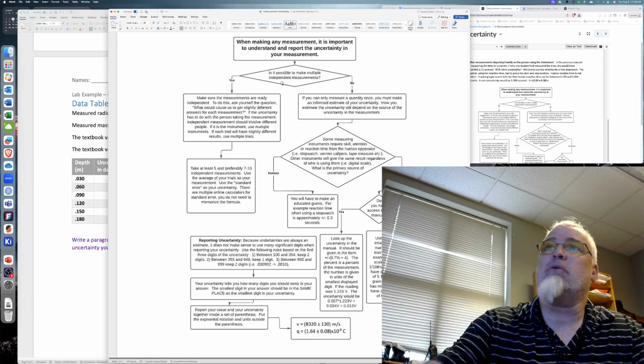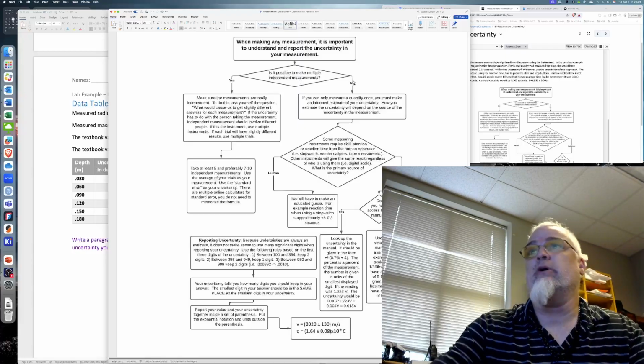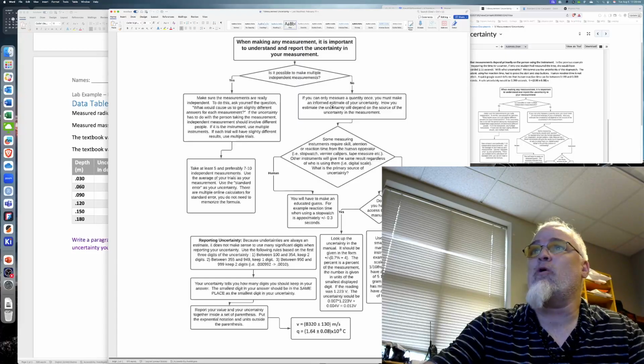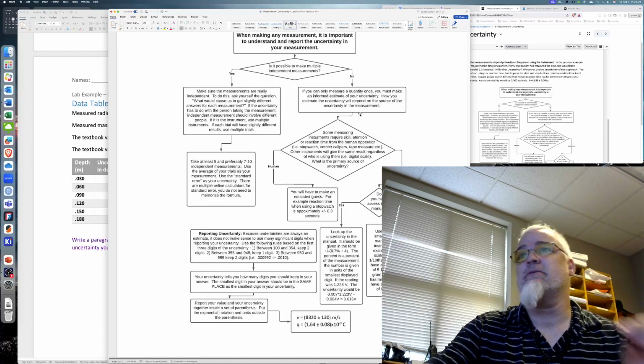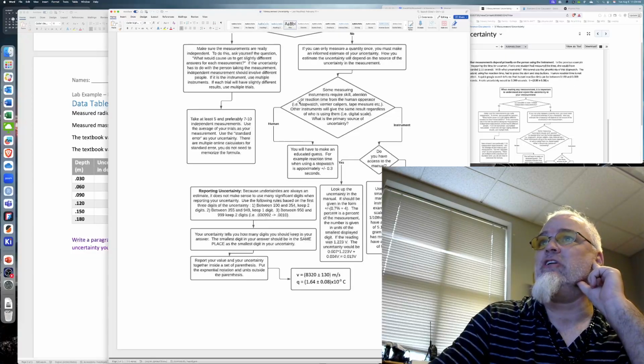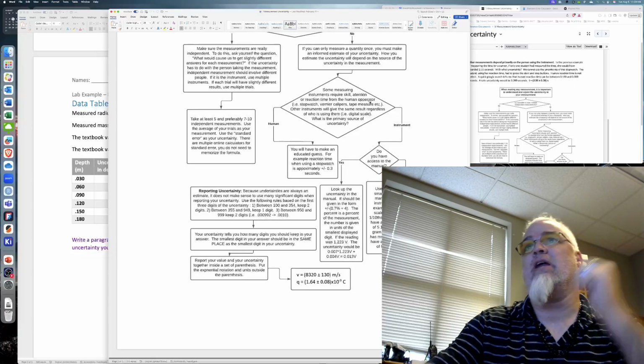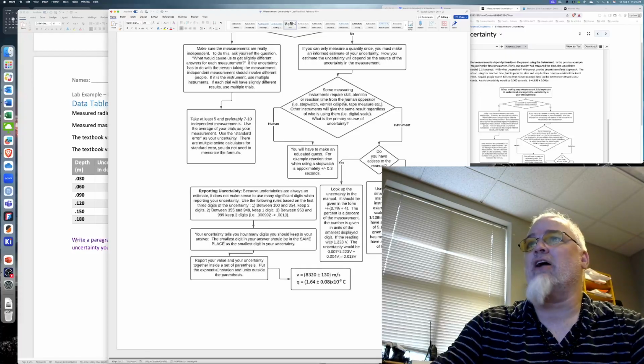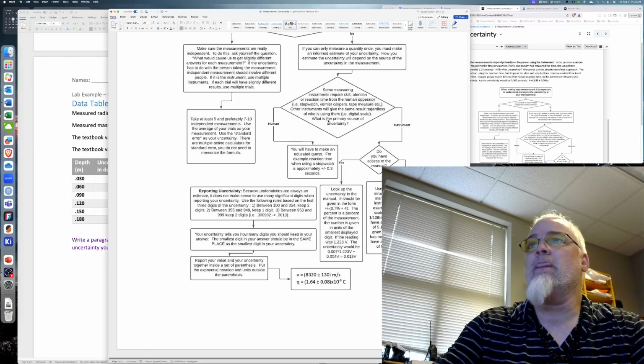So, did we make multiple independent measurements? No, we only measured it once. If you can only measure it once, you must make an informed estimate of your uncertainty. How do you estimate the uncertainty? It will depend on the source of the uncertainty in the measurement. Some measuring instruments require skill, attention, or reaction time from the human operator. Think of a stopwatch or a set of calipers or a measuring tape. Other instruments will give the same result regardless of who's using them. Think about a digital scale.